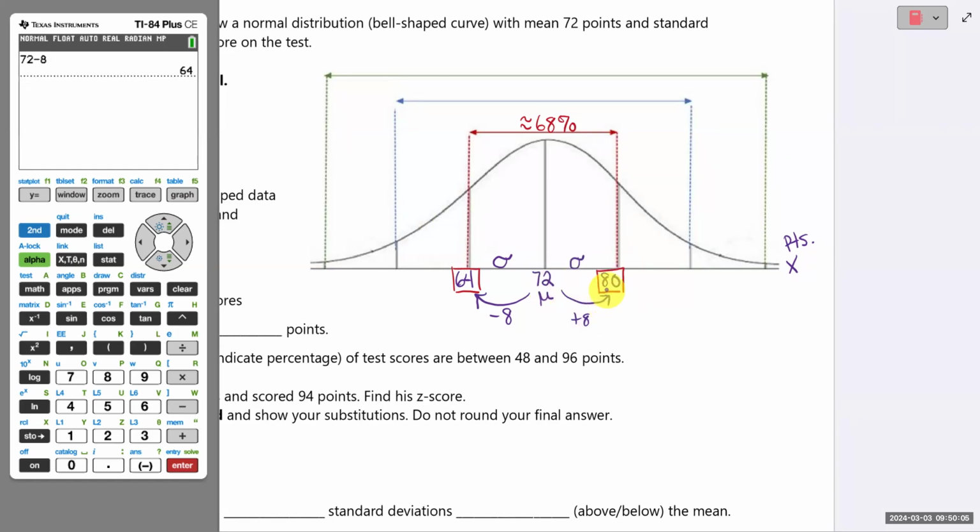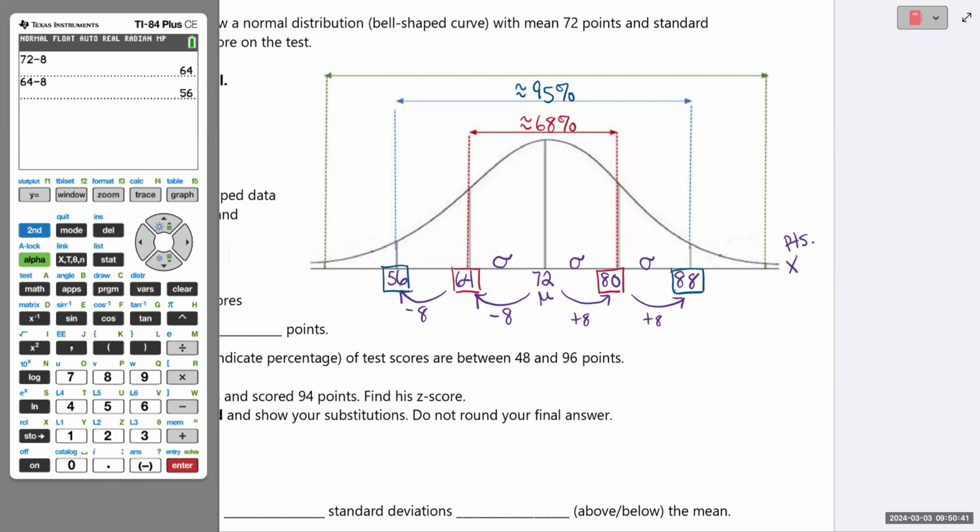So we added 8, that's 1 standard deviation. Let's do it again, add another standard deviation, and that's going to bring me up to 88. And then I'll go another standard deviation below the mean. So we will subtract 8. So 64 minus 8 brings me to 56. And the empirical rule for bell-shaped data tells us that between 56 points and 88 points, that would be approximately 95% of the scores on the test.